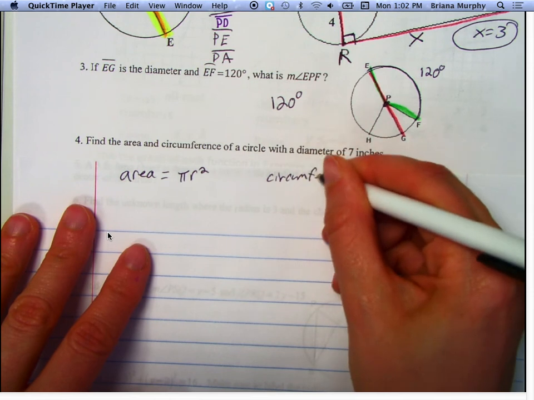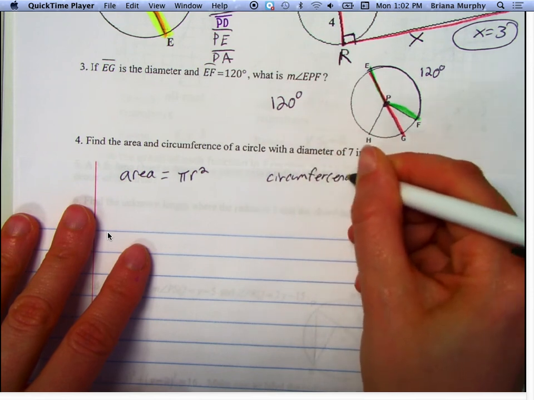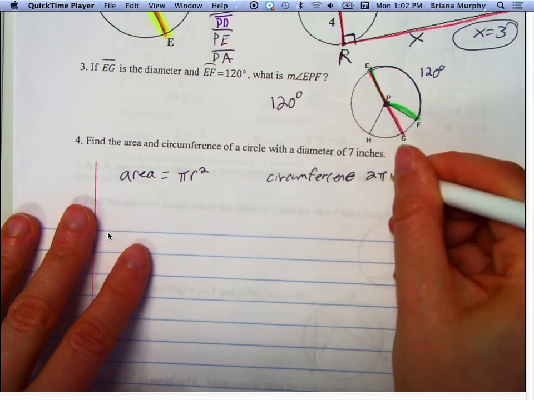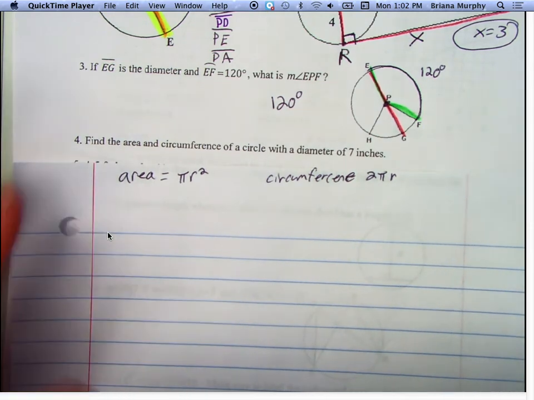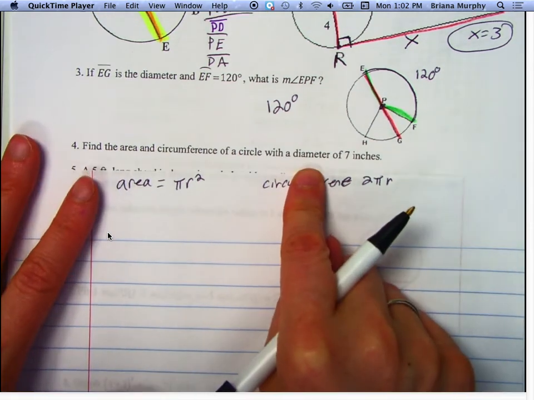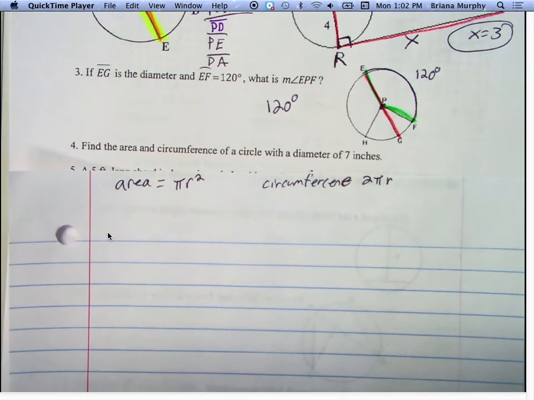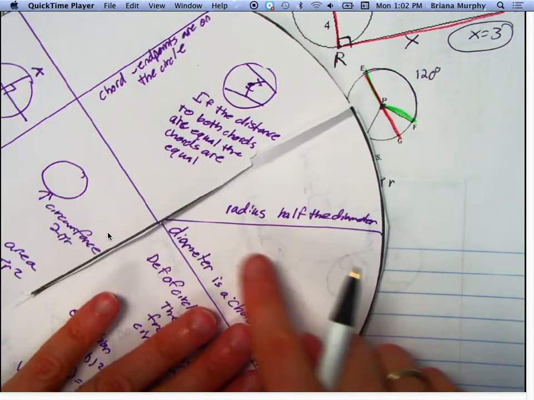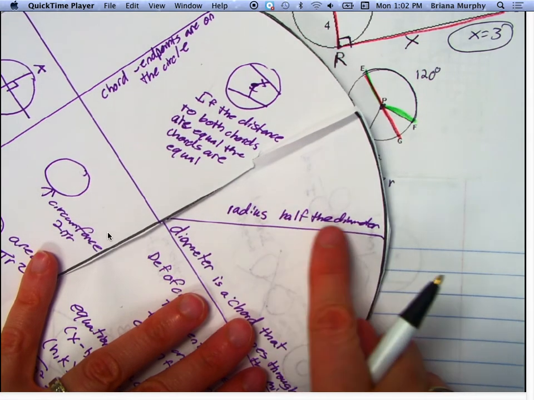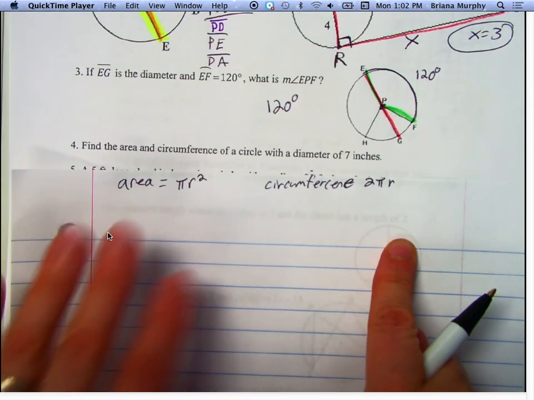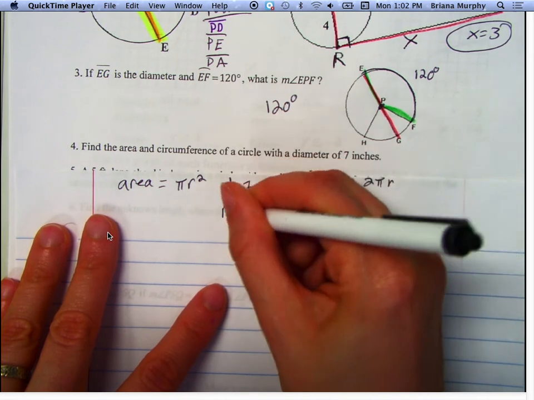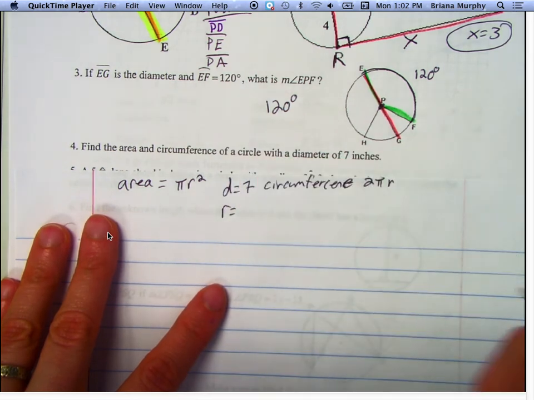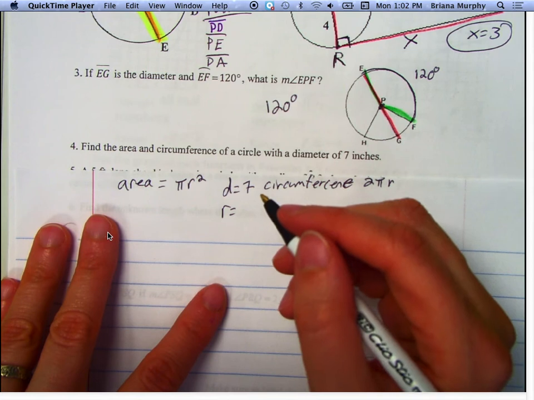And circumference is 2 pi r. Okay, so I've got both of those. Now, it looks like I need r for both of them, and I have diameter. So how am I going to find the radius from the diameter? Well, radius, as it says in my circle book, is half the diameter. So instead of diameter equaling 7, I'm going to have the radius equals, what is it? 3.5.